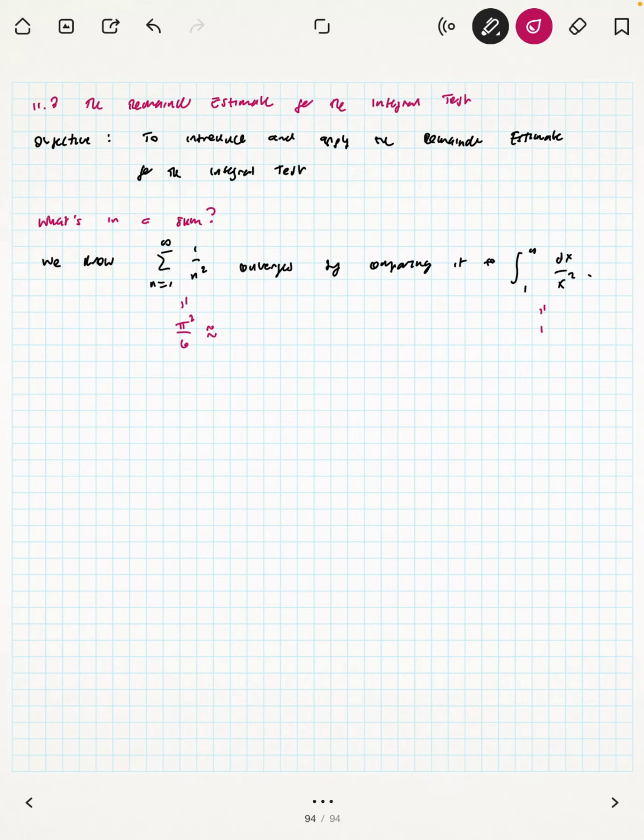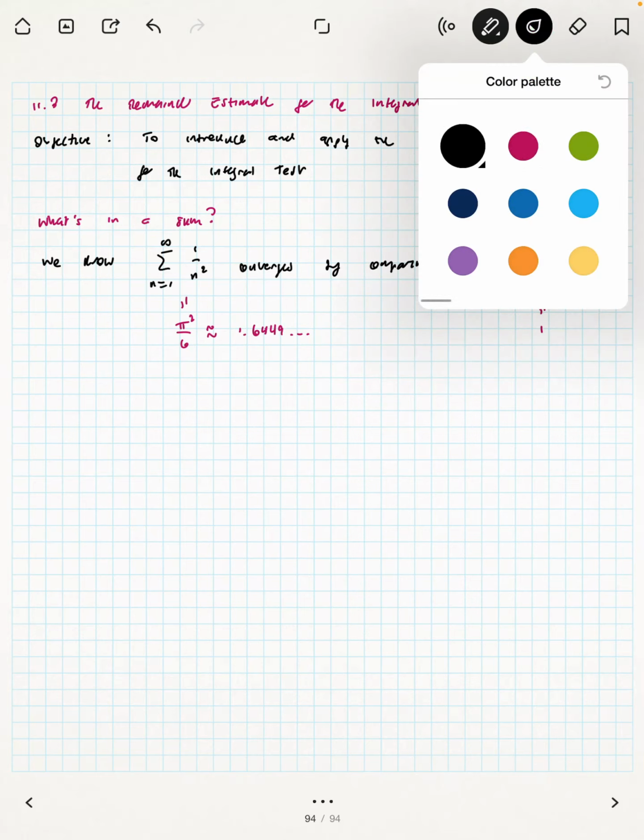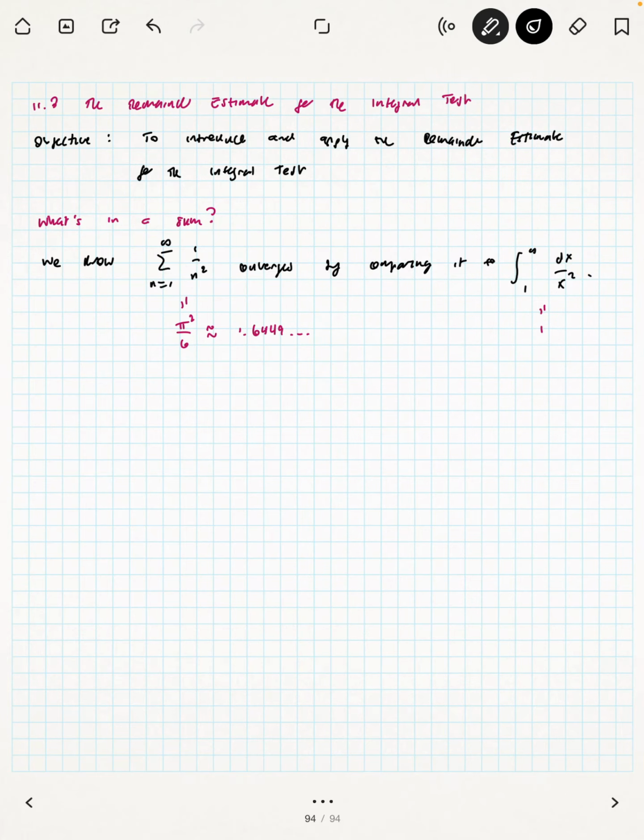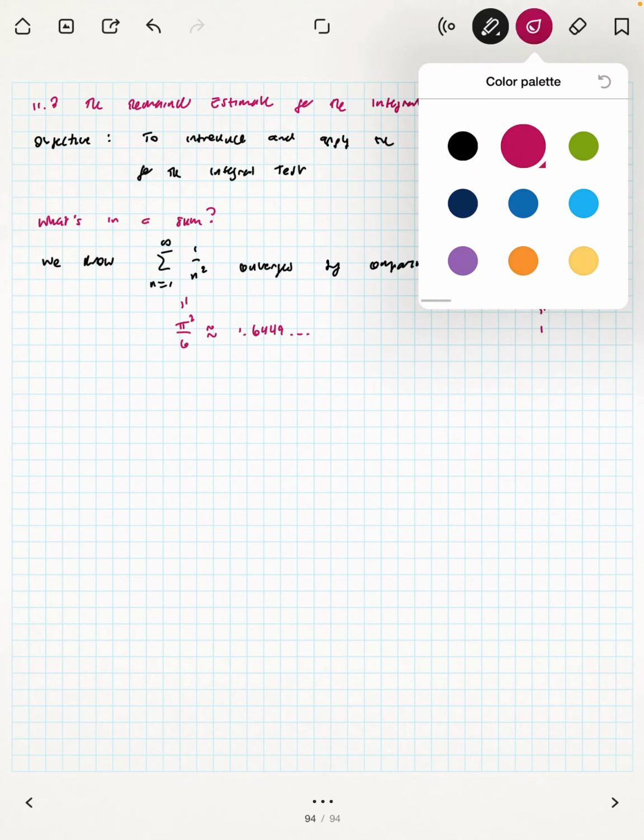equals 1, and this series equals pi squared over 6, which is roughly 1.6449, and so on. It's an irrational number, so we're never going to get a very precise decimal representation unless we go really, really far out. But what gives? What's the difference here? Why the discrepancy? We also saw that we can deliberately overestimate and underestimate the sum using integrals.